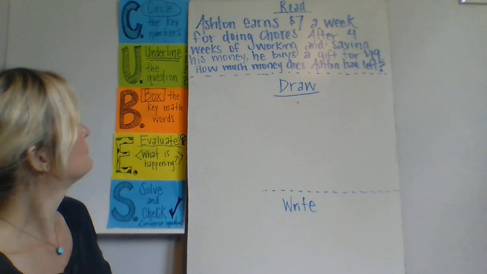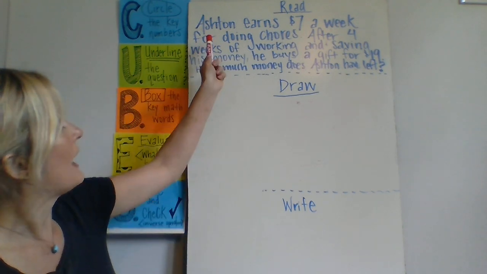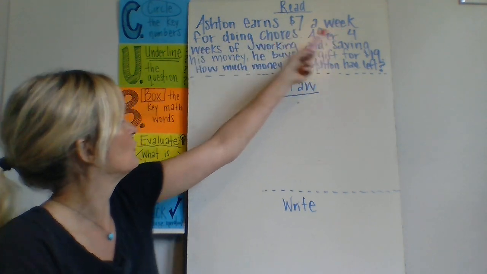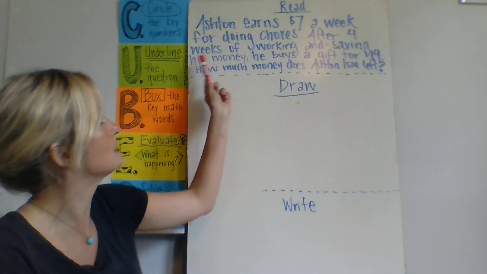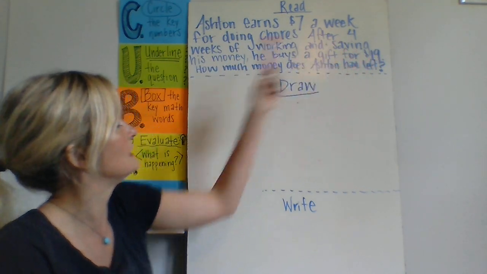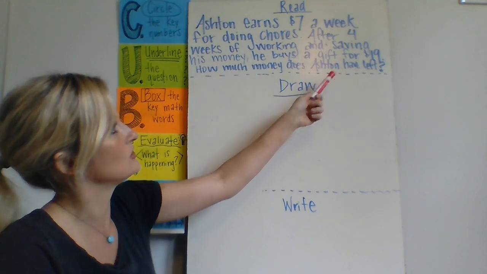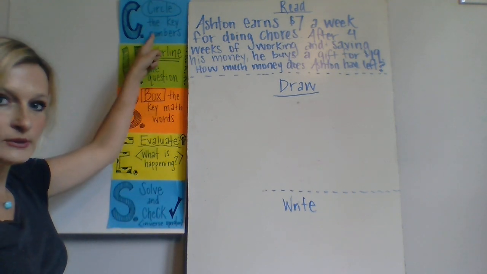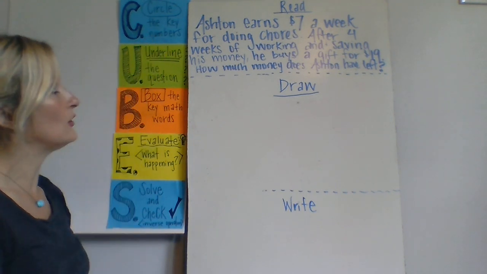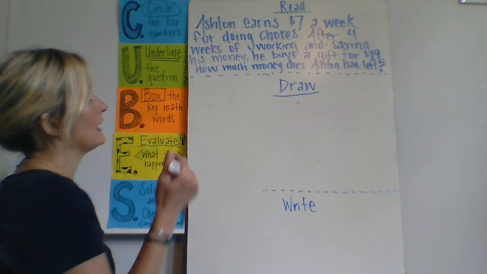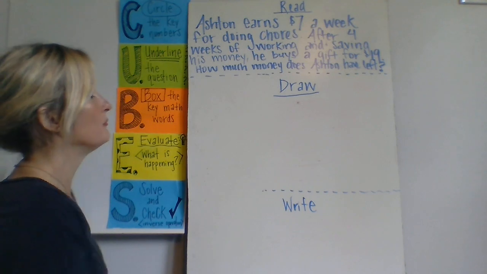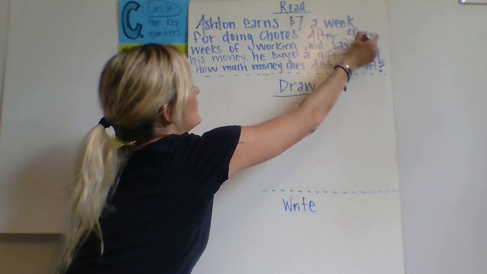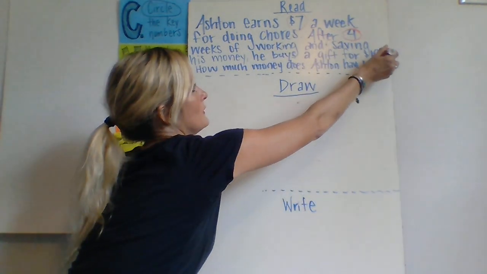So let's get started. First, we're going to read. Ashton earns $7 a week for doing chores. After 4 weeks of working and saving his money, he buys a gift for $19. How much money does Ashton have left? The first step, we are going to do C, which is to circle the key numbers. And don't forget number words as well. So we have 7, we're going to circle that. We have 4, and then we have 19.